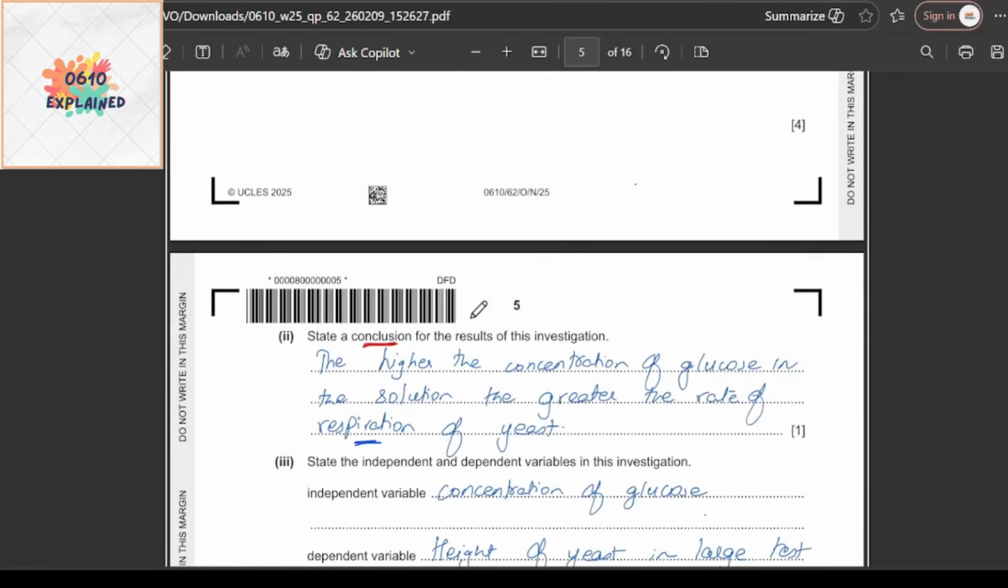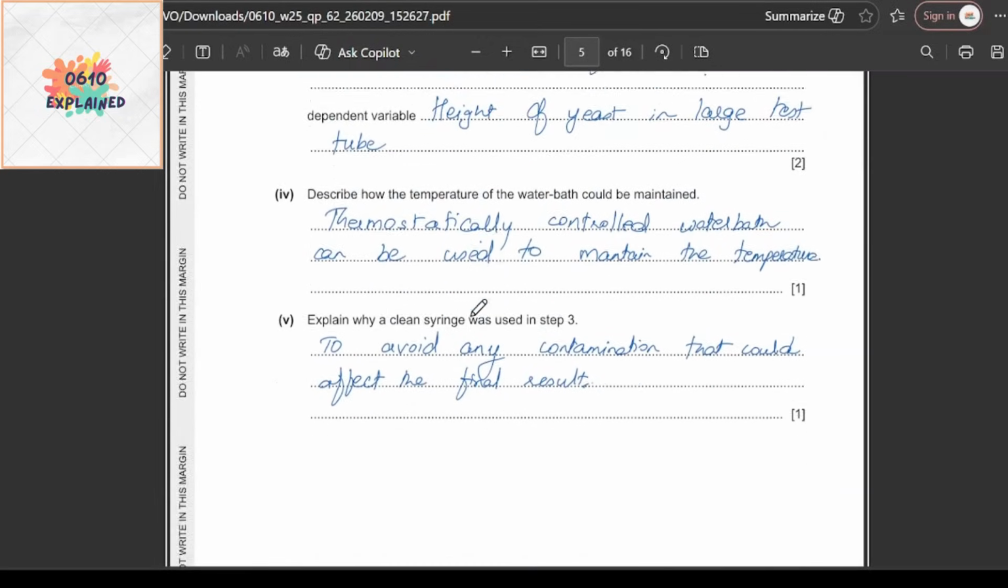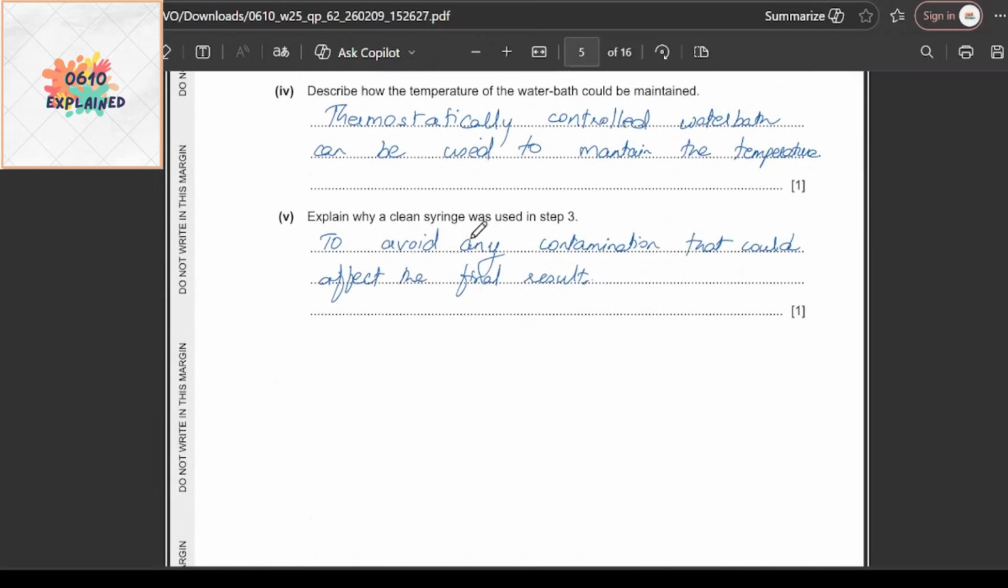Okay, so explain why the clean syringe was used in step 3. So we say to avoid any contamination that would affect the final results.